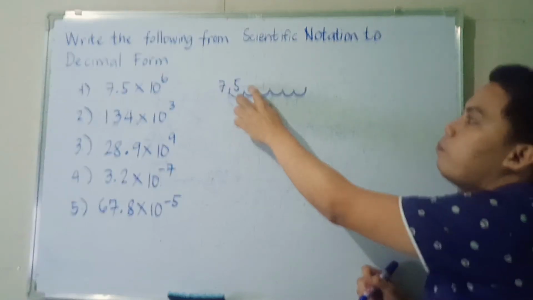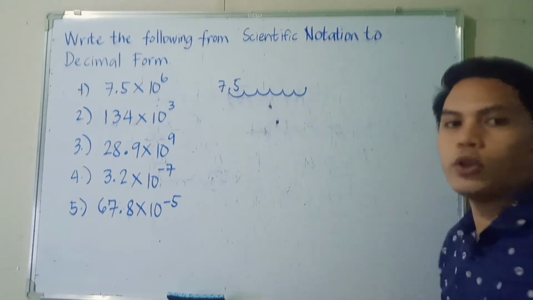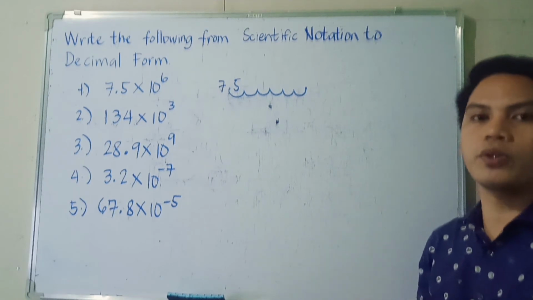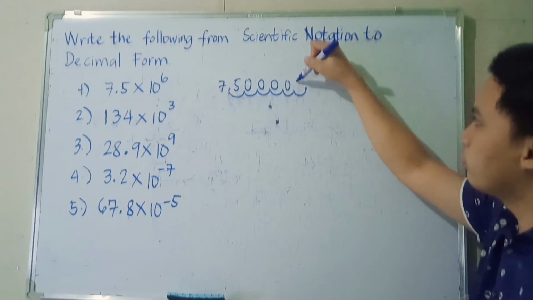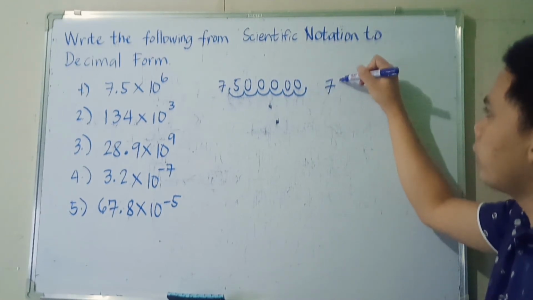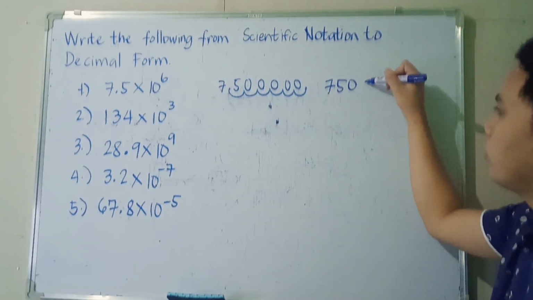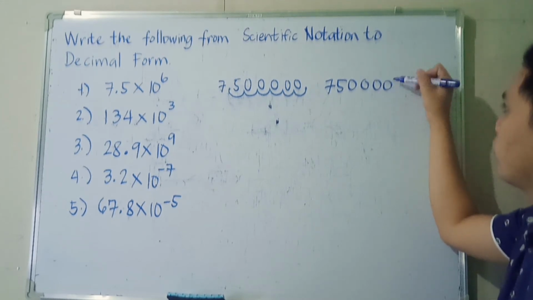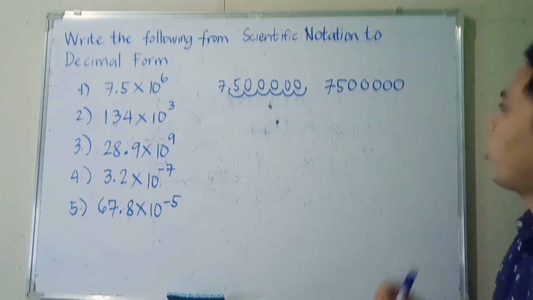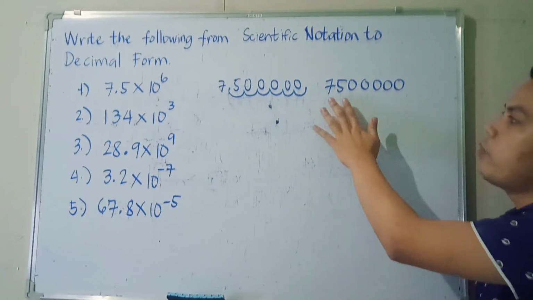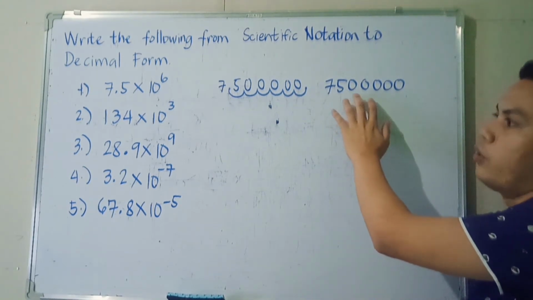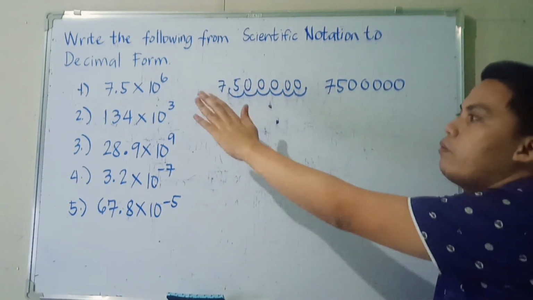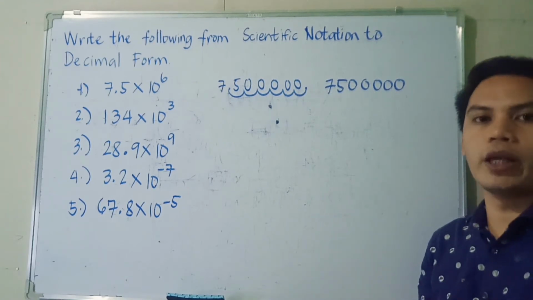Okay. Now, ito yung mga blank natin dito na spaces. We're going to fill it up with zeros. Okay. So, lalagyan natin siya ng zeros. Therefore, yung final answer natin would be, we have 5 zeros. Okay, we have 7,500,000. So, ito na yung value original na number or yung decimal form ng given scientific notation natin.